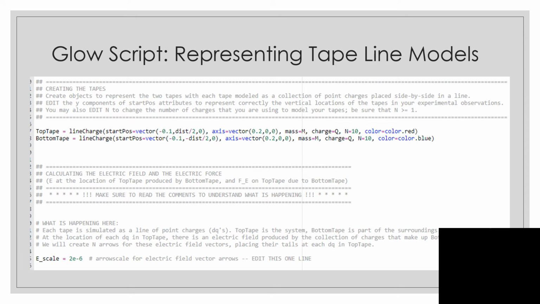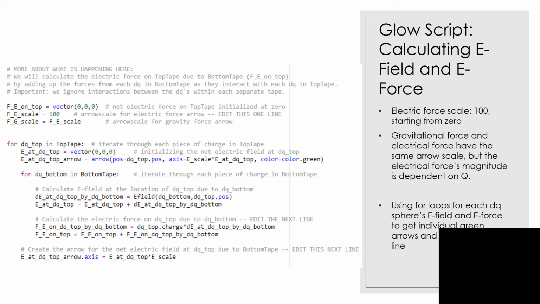The electric field scale turned out to be 2 times 10 to the negative 6 for it to be appropriately visible. For the electric field, we iterated through each sphere in the top red line and implemented a green arrow starting at 0, 0, 0. To calculate the total electric field, we used the E-field function and accumulated the individual electric fields to get the sum. To calculate the total electric force at the top line charge, we multiplied the individual charge of each dq by the electric field at each dq and accumulated these terms as well. Green arrows were then created on the top line based on the scale used to make them appropriately visible and their own total value E at dq top.